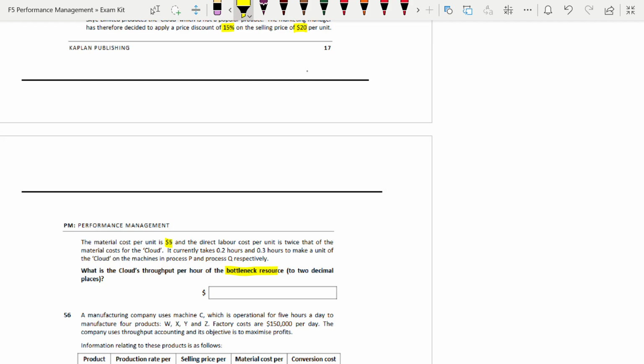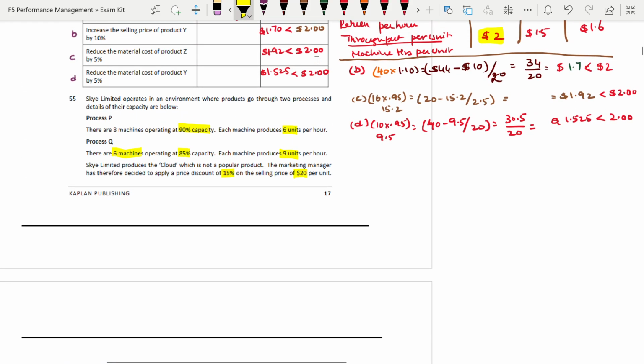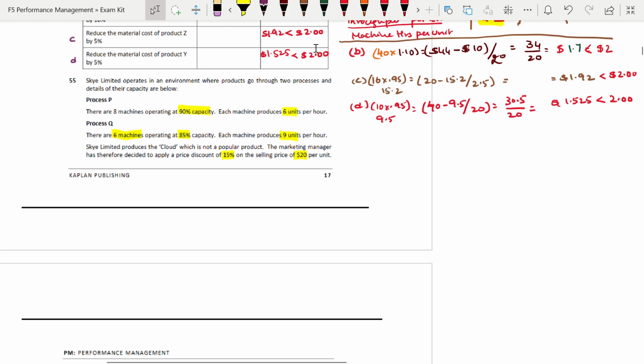Very good question. We are covering the complete concept of throughput accounting.